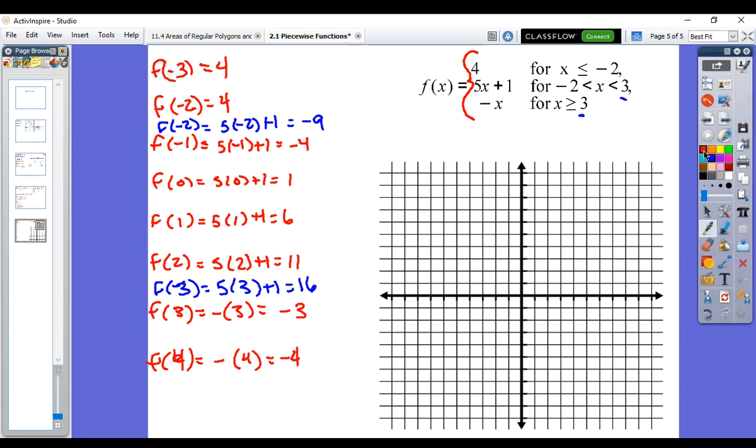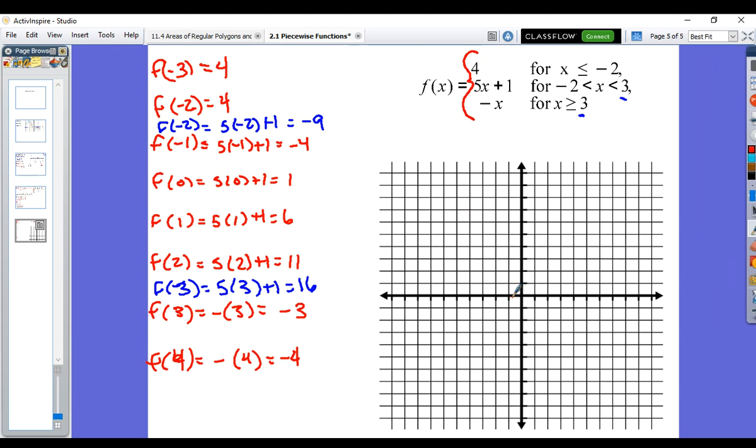Our ones are exact answers. So we got 4 for when x is negative 3: 1, 2, 3, y is 4: 1, 2, 3, 4. Okay, there. When x is negative 2, y is 4 right there. And we're going to skip the blue one for now. We're going to move on. We're going to say, all right, so when x is negative 1, y is negative 4. Negative 1, negative 4: 1, 2, 3, 4.